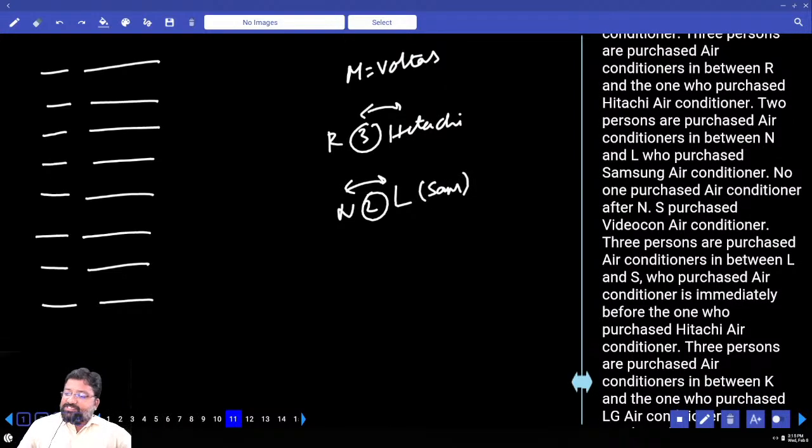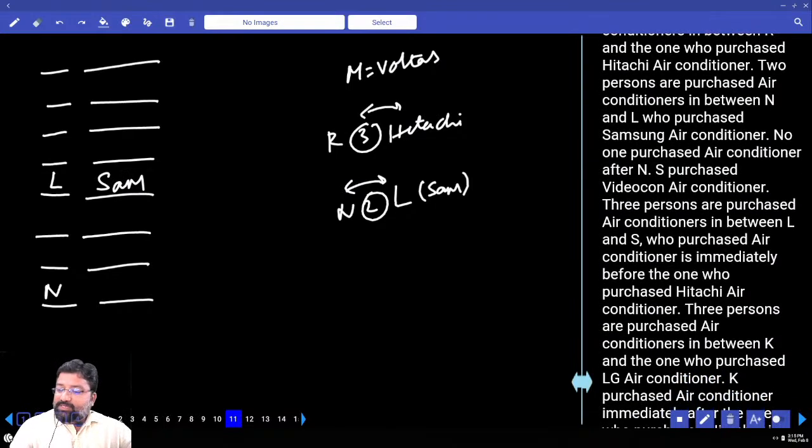No person purchased an air conditioner after N. No one is purchasing an air conditioner after N. N should be in the last position. And how many in between them? 2. And what did L purchase? Samsung. Next is S purchased Videocon air conditioner. What did S purchase?